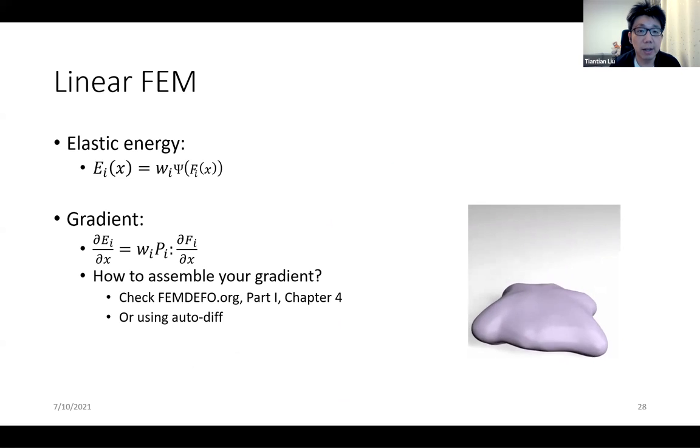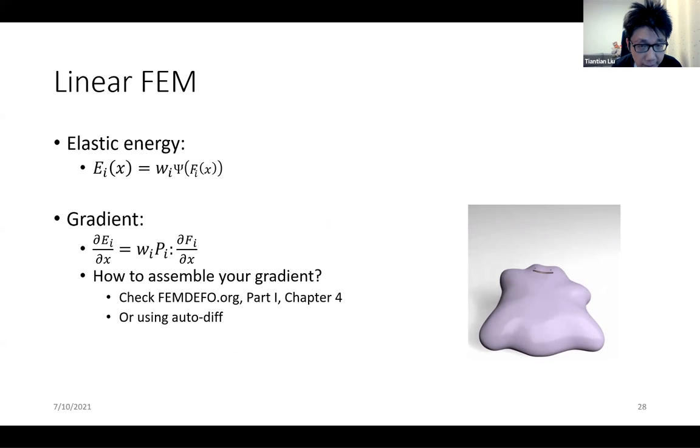Now, eventually, we have the elastic energy defined using linear FEM. The only thing left, like we did for the mass spring system, is to compute the gradient of the energy to evaluate the force. The assembly of the gradient is a bit tricky because it depends on your tessellation model. You can check femdefault.org for more details, or if your tool supports autodiff, you can also rely on it to compute a gradient.